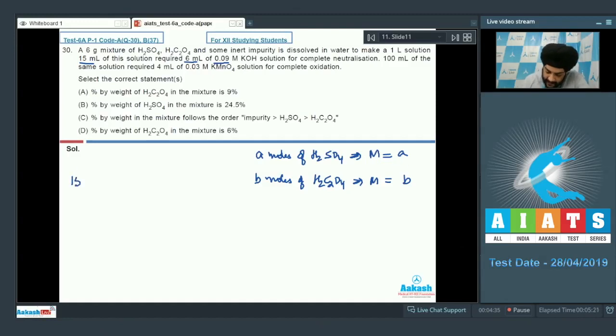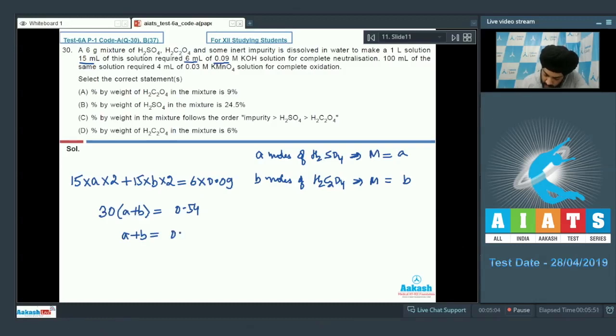We can have 15 ml into the molarity of H2SO4, which is A, into its N factor, which is 2. Plus we can have 15 ml of the solution into molarity of H2C2O4, which is B, into the N factor, which is also again equal to 2. And this is equal to 6 into 0.09. So we have 30 A plus B equal to 0.54. So we have A plus B equal to 0.018.